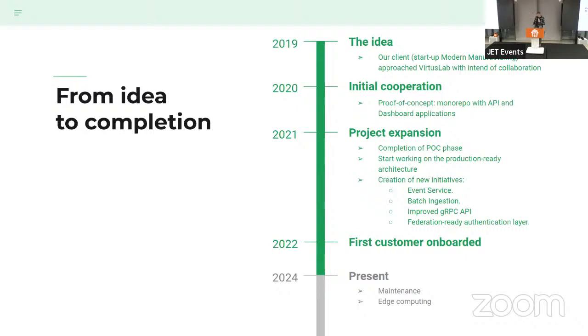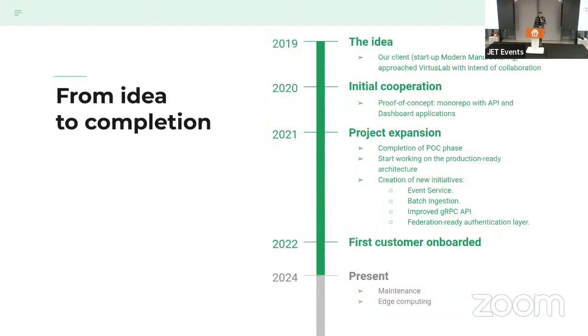To give you a glimpse of the history. So in 2019, the customer startup, for the sake of this presentation, let's call it Modern Manufacturing, approached us with intent of the collaboration. In 2020, we started POC, and 2021, we started to work on the production-ready architecture based on top of this POC and its findings. And as you can imagine, the startup reality is very dynamic. So we needed to be agile and smart about our time consumption.